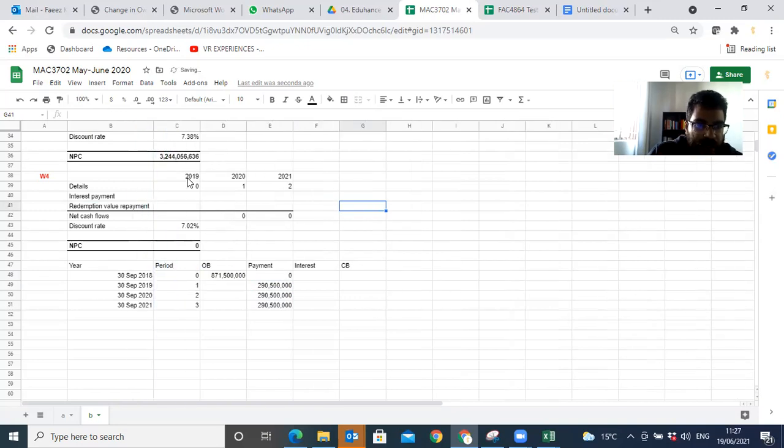So here you can see we are at 30 September 2019. That is year 0. It's a past cash flow. So the only cash flow we have is basically 2020 and 2021. Okay, so very important to take note. No interest would happen over there because interest is only paid annually in arrears. Okay, on day 1, no interest is paid, but then we pay interest over here.